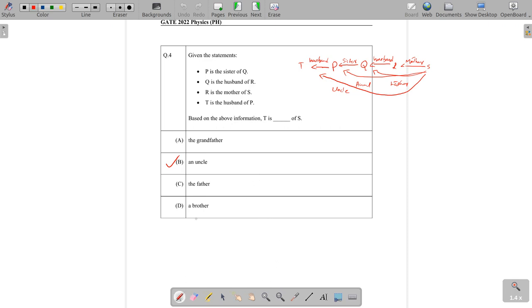Okay, so given the statements: P is the sister of Q. I have shown it diagrammatically here. These kinds of relations are also a little bit confusing, so you make this kind of diagram. P is the sister of Q, and Q is the husband of R. R is the mother of S. T is the husband of P. Based on the above information, T is dash of S. T and S, what's the relation between them?